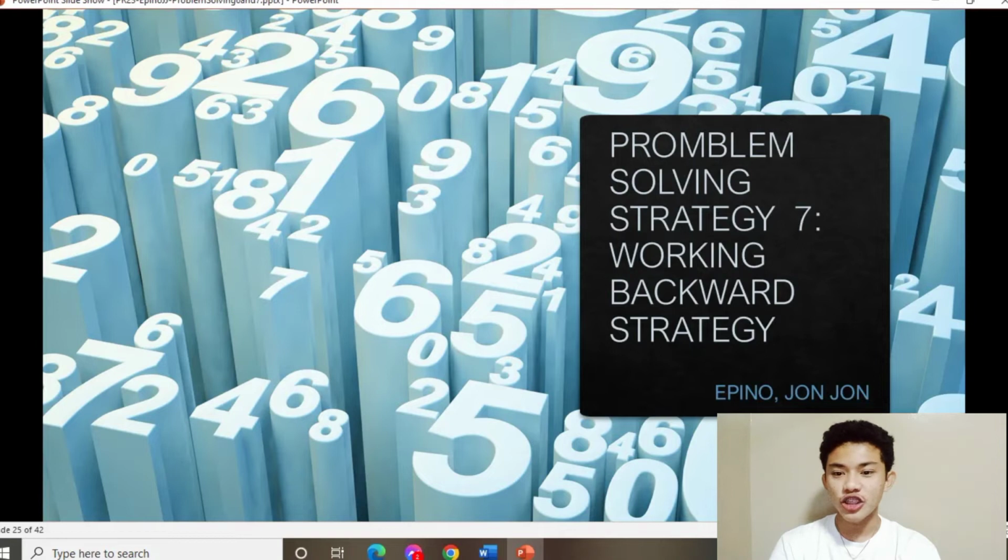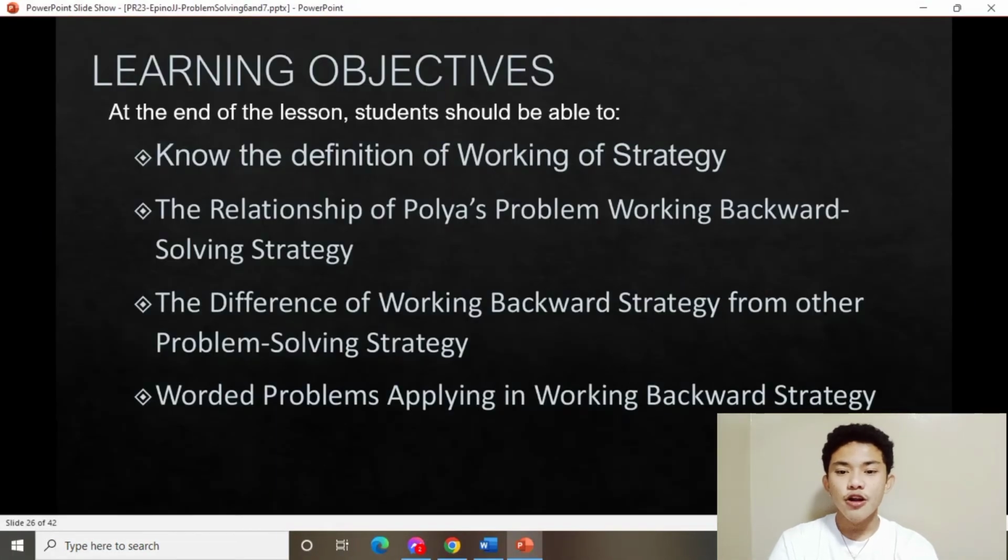Problem solving strategy number 7: working backwards strategy. Learning objective: at the end of the lesson, students should be able to know the definition of the working backward strategy, the relationship of Polya's problem solving method to working backward, the difference of the working backward strategy from other problem solving strategies, and apply the working backward strategy to worded problems.